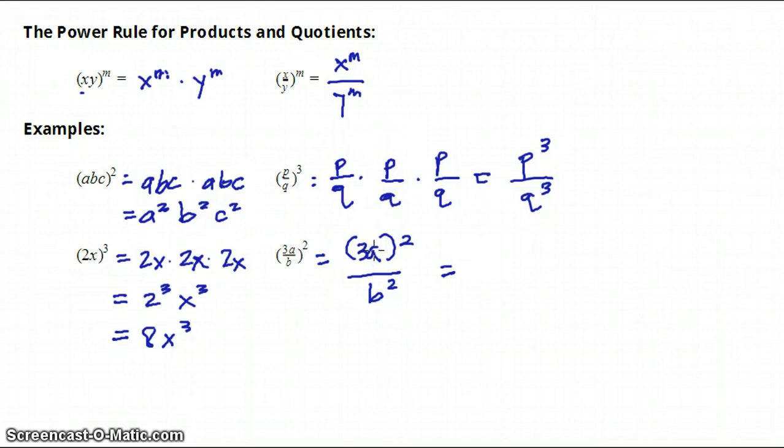And now I'm actually going to apply the power rule for products, and I'm going to say, well, 3a to the second power means I'm going to take 3 to the second power, which is 9, and a to the second power, which is just a to the second power, because I can't simplify that. And then the denominator, b to the second power, stays the same. So that's what this final simplification would look like here, 9a to the second power over b to the second power. And that is the power rule for products and quotients.